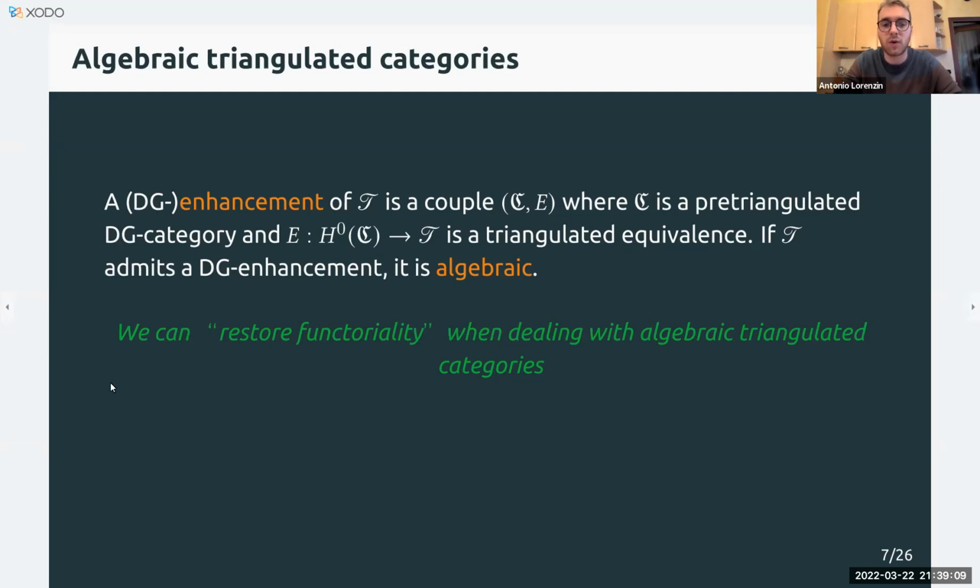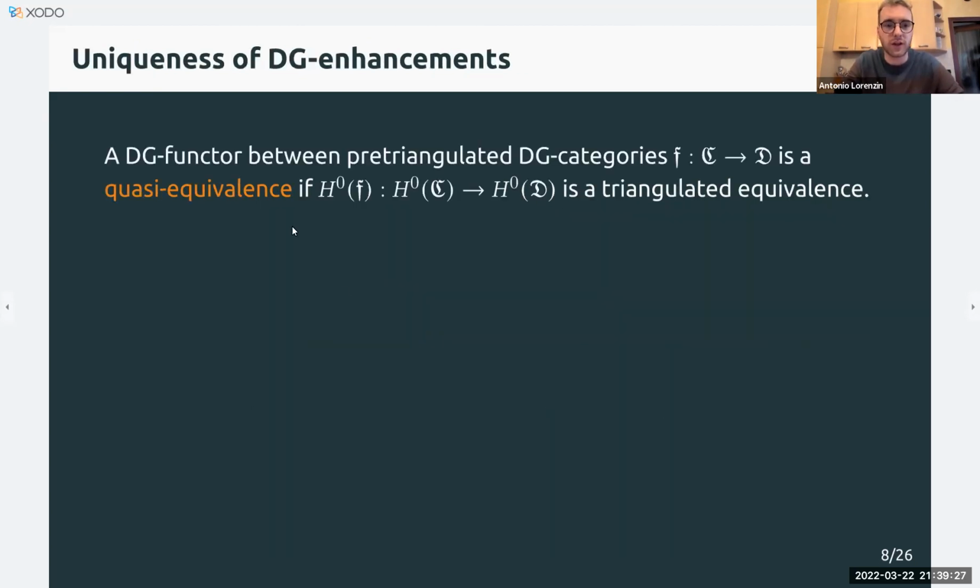But now a question arises: can we do it in a unique way? Can we find this cylinder that I showed you before in a unique way? And what does it mean to have it uniquely? This is the notion of uniqueness of enhancement. First of all, we need to describe what a quasi-equivalence is. A DG functor between pretriangulated DG categories, F from C to D, is a quasi-equivalence if just the homotopy functor associated is a triangulated equivalence.